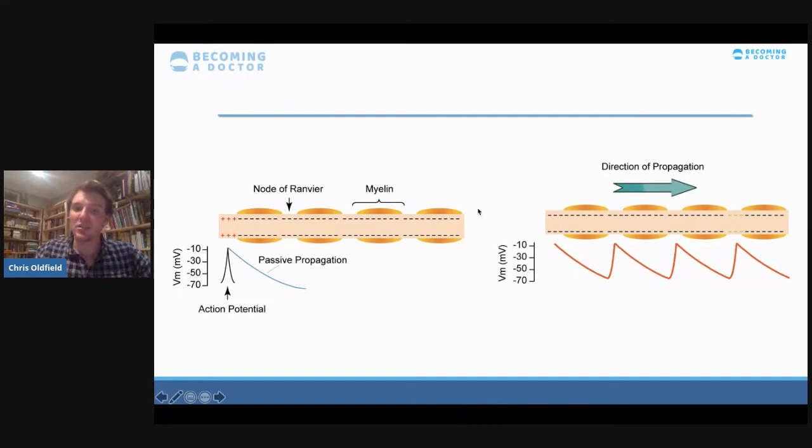One more thing I wanted to mention about the transmission is that there are two different things that affect the speed of transmission. Firstly is the presence of myelin, and the more myelin you have, the faster it will be able to go. And secondly is the diameter of the neuron. The wider the diameter, so the thicker the neuron, the faster it's able to propagate along the neuron.